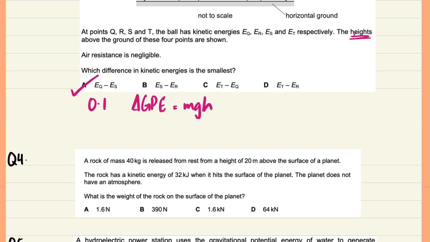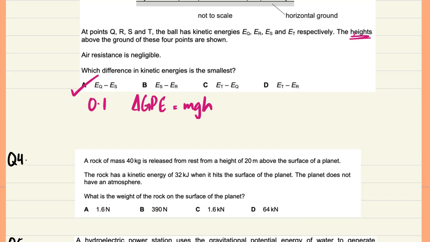Question number 4. A rock of mass 40 kg is released from rest from a height of 20 meters above the surface of the planet. The rock has a kinetic energy of 32 kilojoules when it hits the surface of the planet. Planet does not have an atmosphere, so no air resistance. What is the weight of the rock on the surface of the planet?